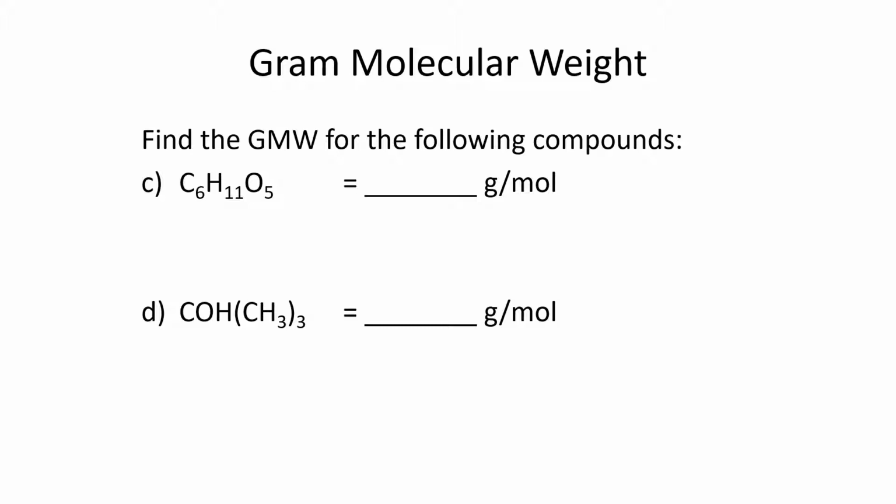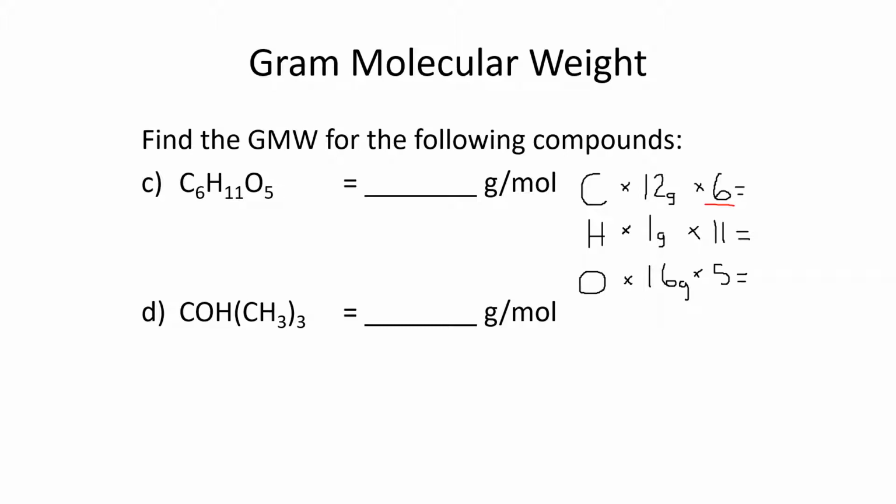All right, so a little more complex, but these are simple. There's no parentheses involved, so we just do them the same way as A and B. So carbon, we have 6 of them. Hydrogen, we have 11, and oxygen, we got 5 of them. So same, now we just have 3 different atoms to contend with.